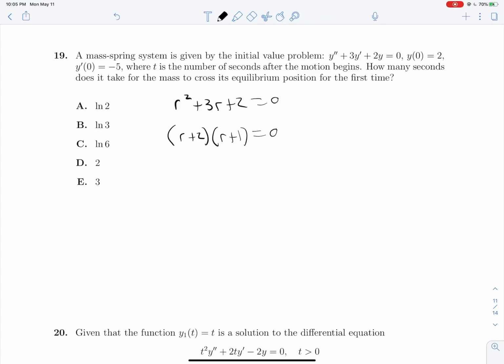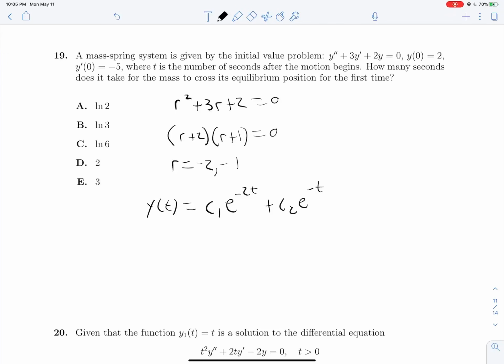It's hilarious that I'm second guessing the factoring out of everything, but no, that looks good. So r is equal to negative 2 and negative 1. As a result, we can find y of t. That's just c1 e to the negative 2t plus c2 e to the negative t.